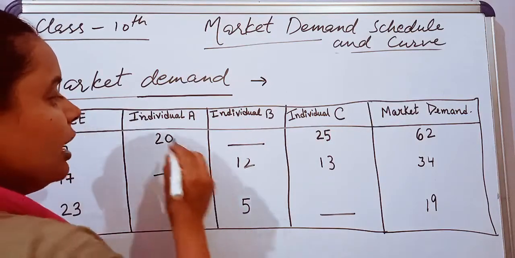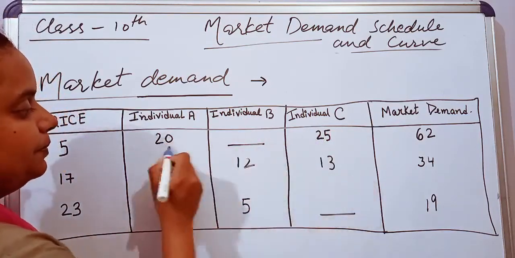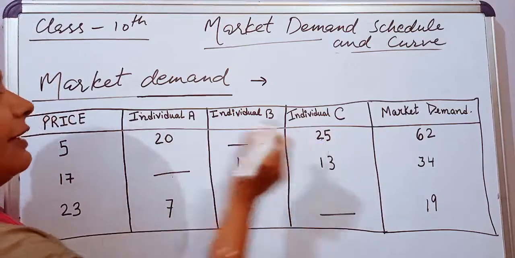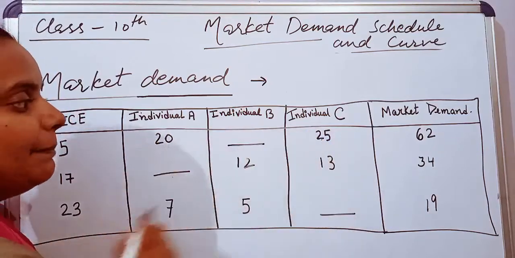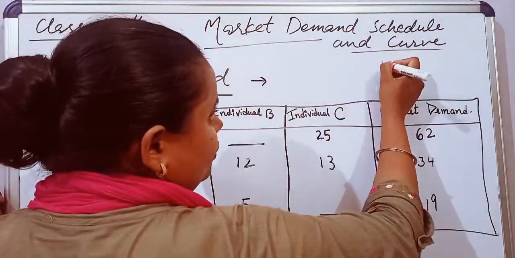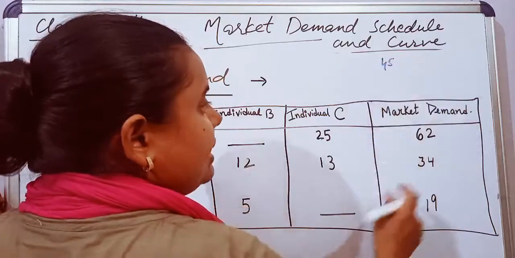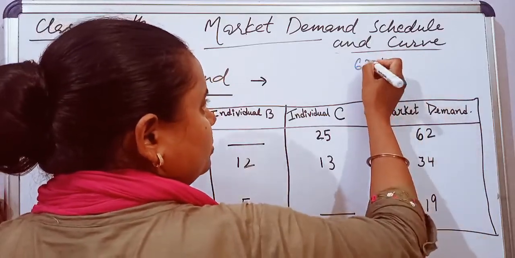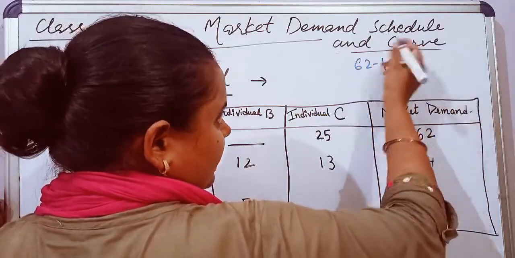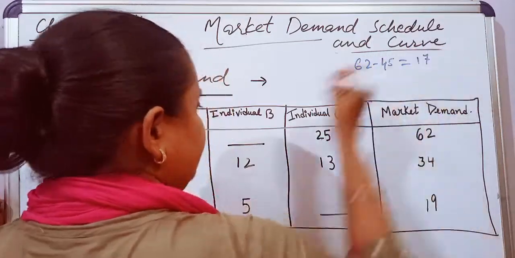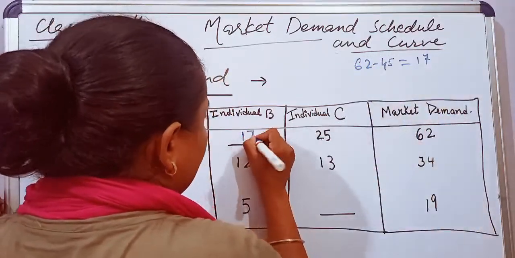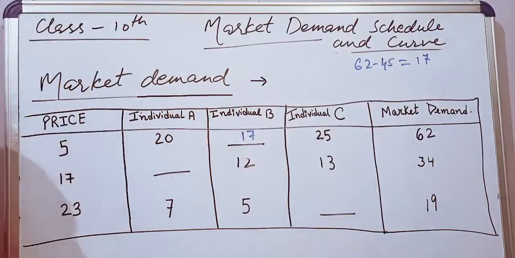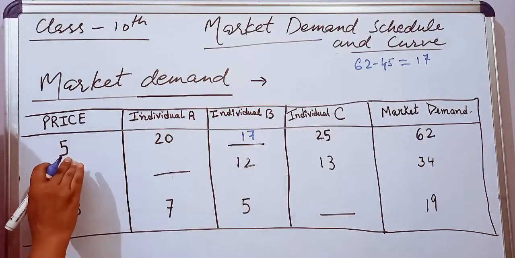What do we have to do? We have to add these two. 20 plus 25 equals 45. 62 minus 45 will be 17. So B is demanding 17 units of the commodity at rupees 5.